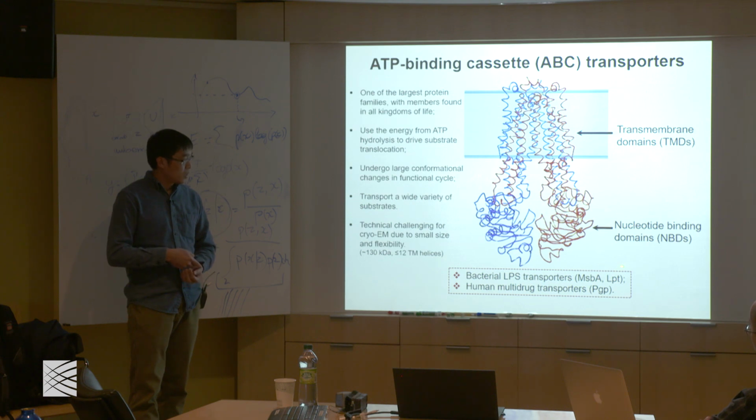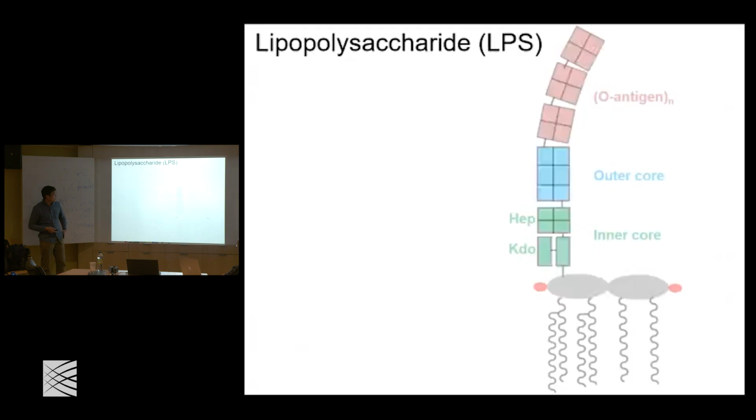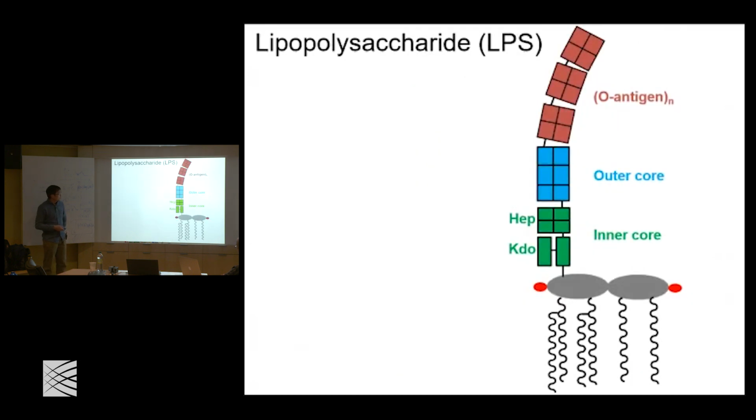I'm going to briefly tell you our results from two bacterial LPS transporters and also one human multi-drug transporter. So here is the schematic of LPS, or lipopolysaccharide. If you are not familiar with this name, you probably know the name endotoxin. It's a lipid on the gram-negative bacteria outer surface, which is also a main inducer of immune response during bacterial infection.